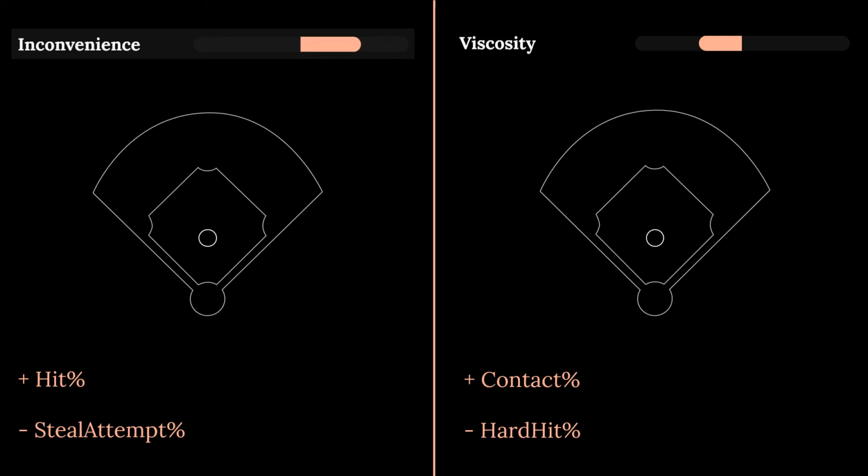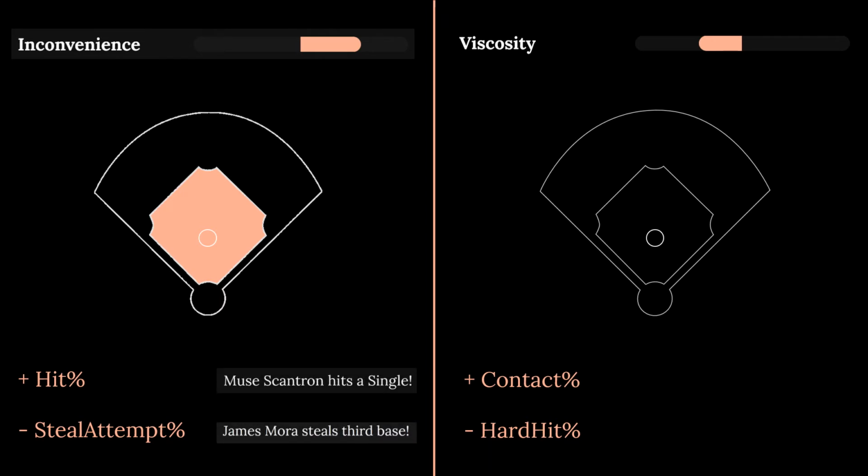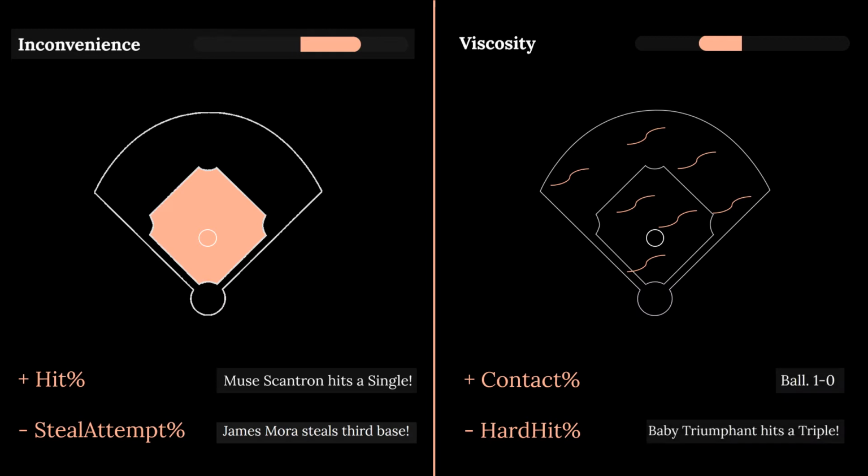Inconvenience covers the quality of the ground in the infield. It makes it easier for players to get a hit, but reduces the amount of base stealing attempts. Viscosity is the quality of the air in the stadium. If the air is more viscous, it slows down pitches, making it easier for batters to make contact, but also reduces their ability to make a hard hit.